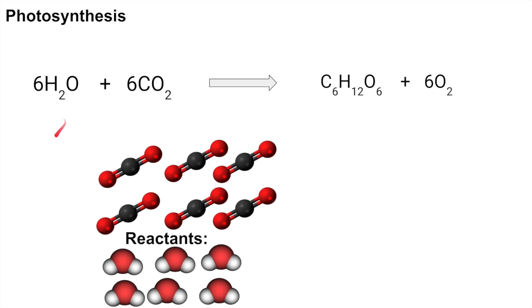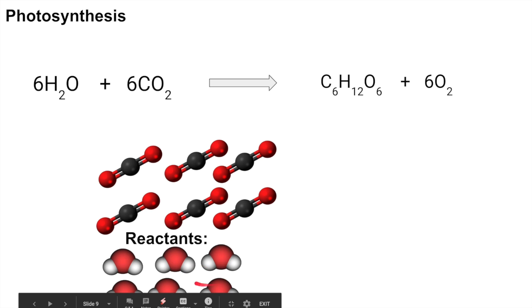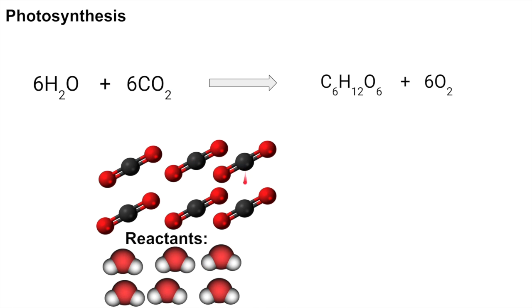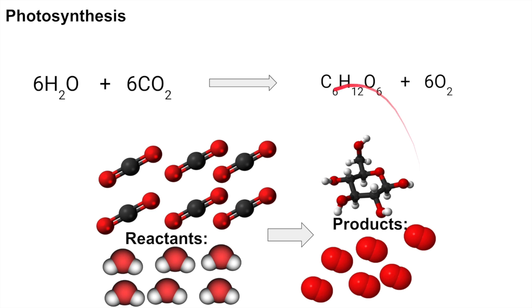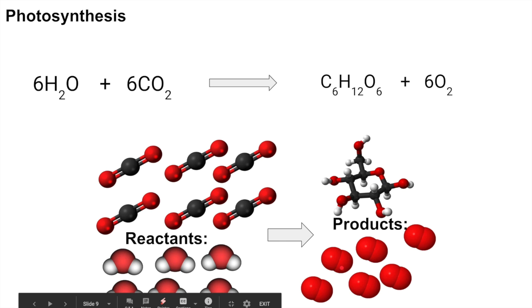So we need 6 water molecules, 1, 2, 3, 4, 5, 6. 6 carbon dioxide molecules, 1, 2, 3, 4, 5, 6. And this is all because our glucose molecule is so big and complicated because it has 6 carbon, 12 hydrogen, and 6 oxygen. But there's not enough oxygen in this molecule for our chemical equation, so we still need 6 oxygen. 1, 2, 3, 4, 5, 6.